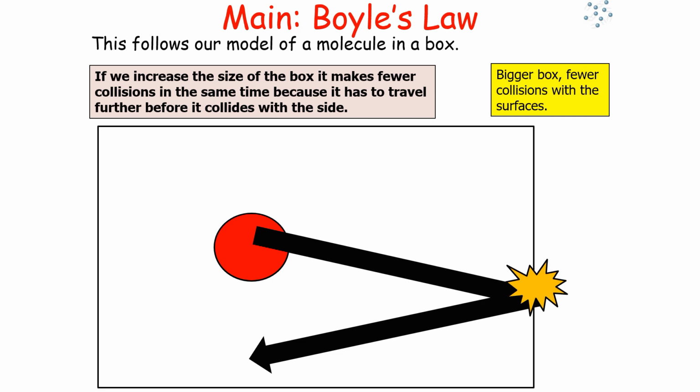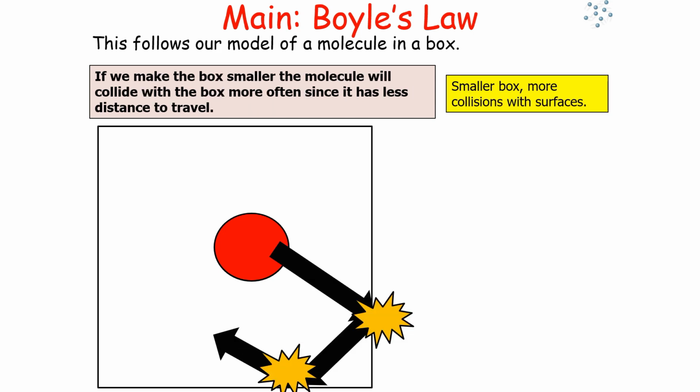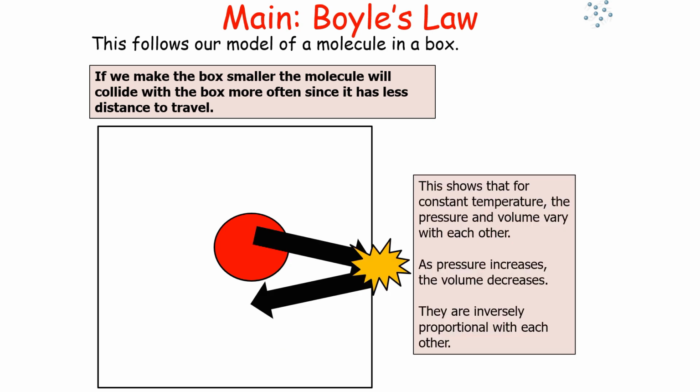So the bigger the box that the gas is in, the fewer collisions with the surface, whilst the smaller the box, the more collisions with the surface, because if we make the box that the gas is in smaller, the gas particle will collide with the box more often, since it has less distance to travel at the same speed. So this shows us that for a constant temperature, the pressure and volume vary with each other. So as pressure increases, volume decreases, and vice versa. So pressure and volume are inversely proportional to each other.